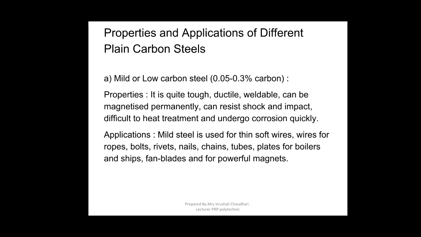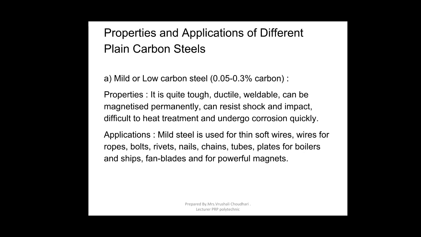First one is called mild or low carbon steel. Here only 0.05 to 0.3% carbon is there. It is quite tough, highly ductile, weldable, and can be magnetized permanently. It resists shocks and impact, is difficult to heat treat, and undergoes corrosion quickly.